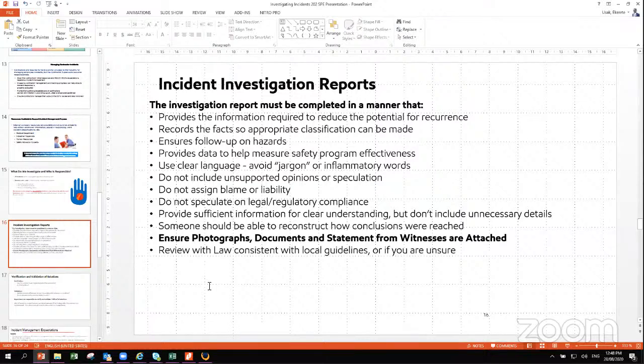This report is what we are going to use to share, and the report must carry appropriate information about what happened. Then in writing your report, don't use jargon or inflammatory words, and don't use exaggerated or verbose words, like calling a small fall catastrophic and things like that.